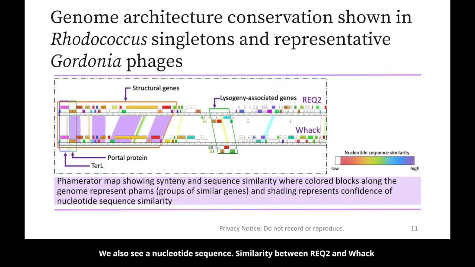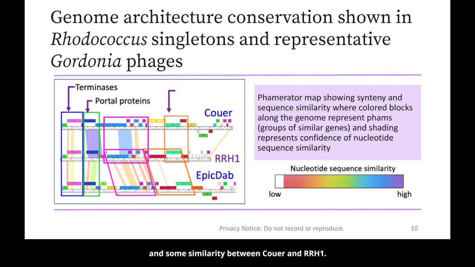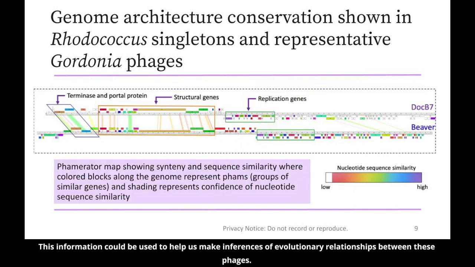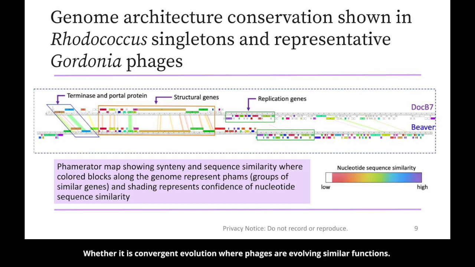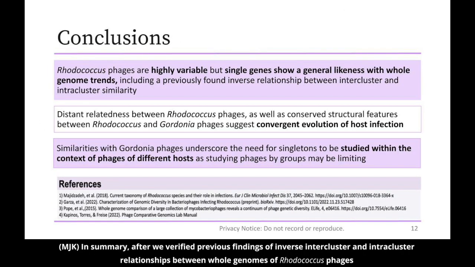We also see nucleotide sequence similarity between REC2 and WAC, and some similarity between Coer and RRH1. This information could be used to help us make inferences of evolutionary relationships between these phages, whether it is convergent evolution, where phages are evolving similar functions to infect similar hosts, or other evolutionary mechanisms.